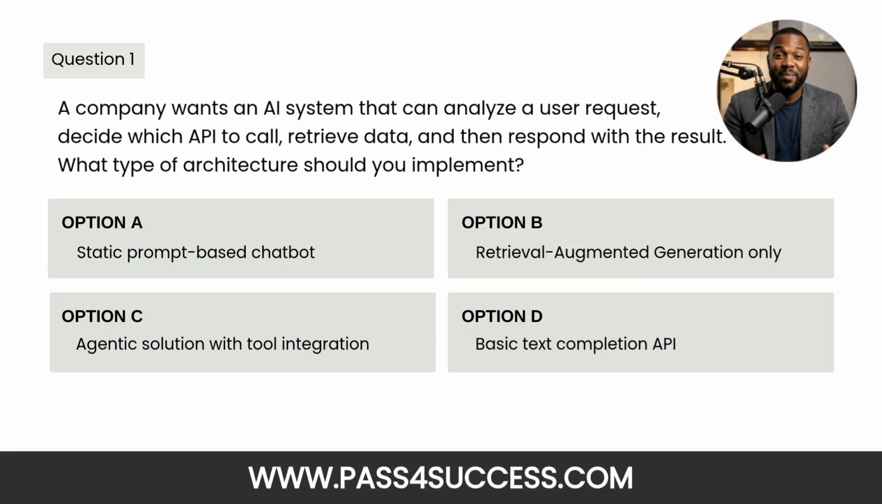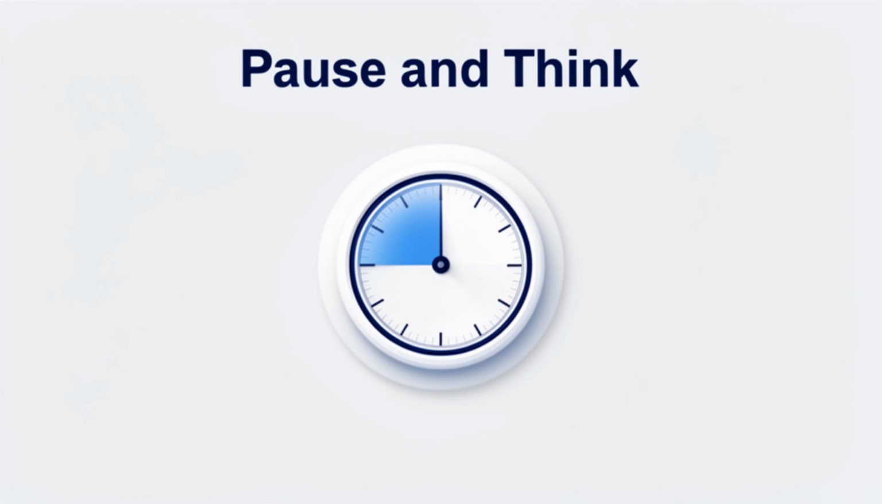Let's dive in. Question 1. A company wants an AI system that can analyze a user request, decide which API to call, retrieve data, and then respond with the result. What type of architecture should you implement? A. Static prompt-based chatbot. B. Retrieval augmented generation only. C. Agentic solution with tool integration. D. Basic text completion API. Pause for 5 seconds. Think about it.